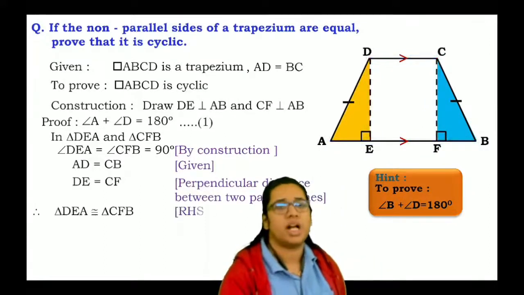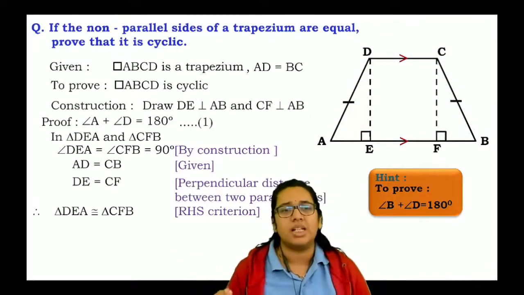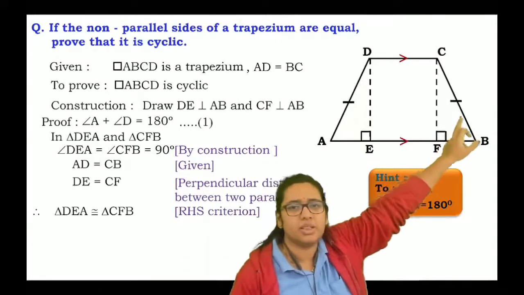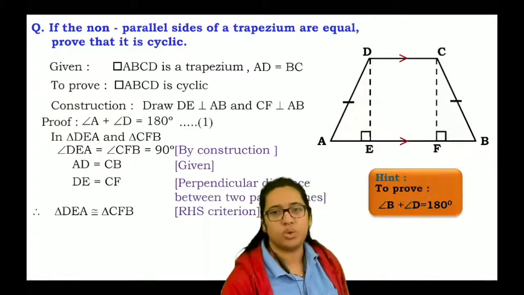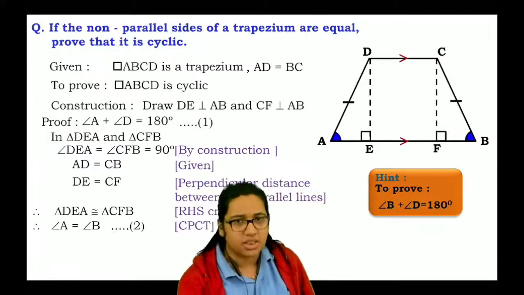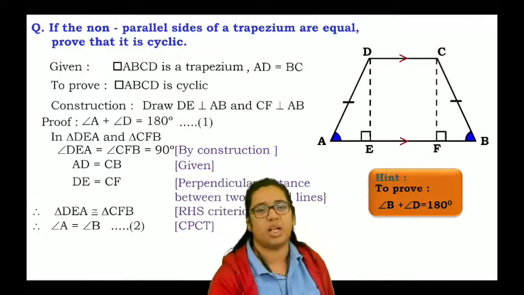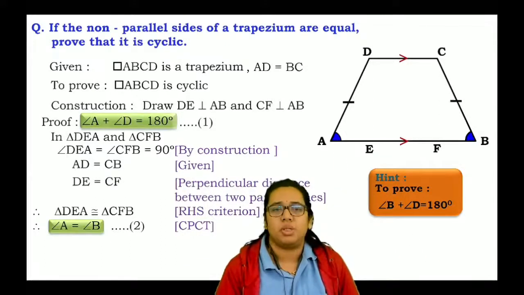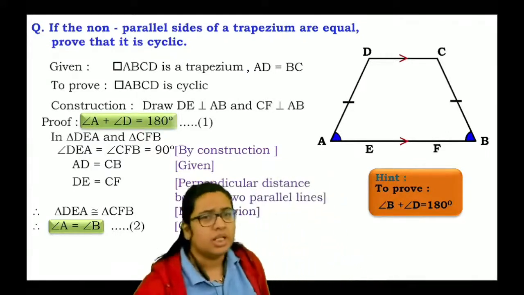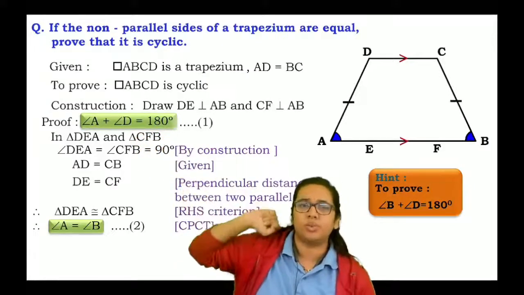So using the RHS criterion, you can say that triangle DEA is congruent to triangle CFB. If that is the case, then CPCT का यूज करके आप क्या बोल सकते हो, angle A and angle B are equal. Okay? Then फर्स्ट से आपने प्रूव किया था मेजर ऑफ एंगल ए प्लस मेजर ऑफ एंगल बी इज इक्वल टू 180.